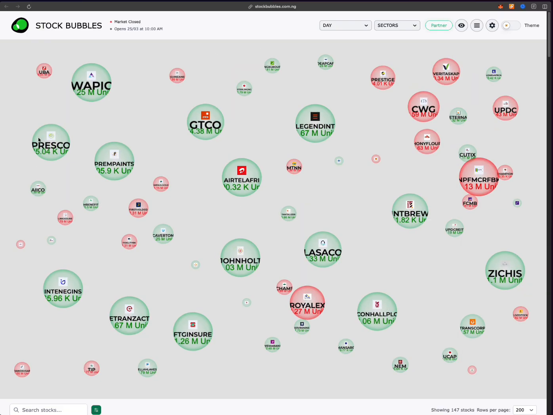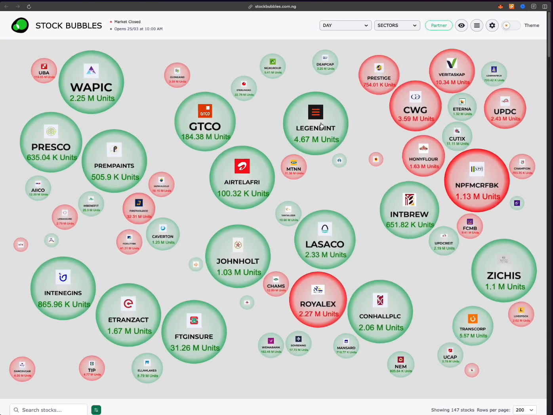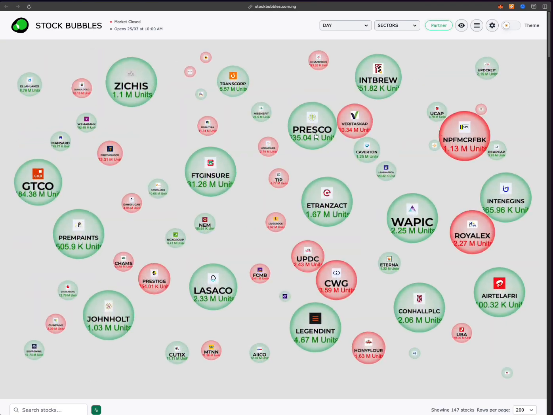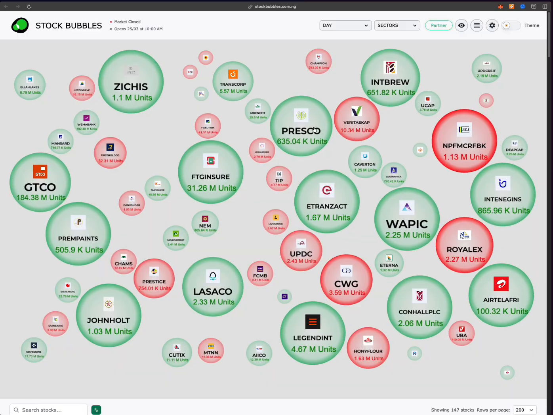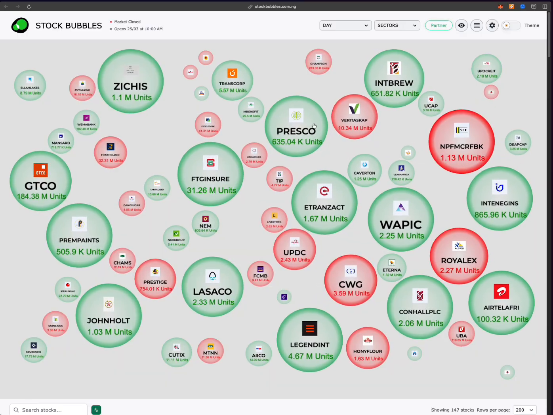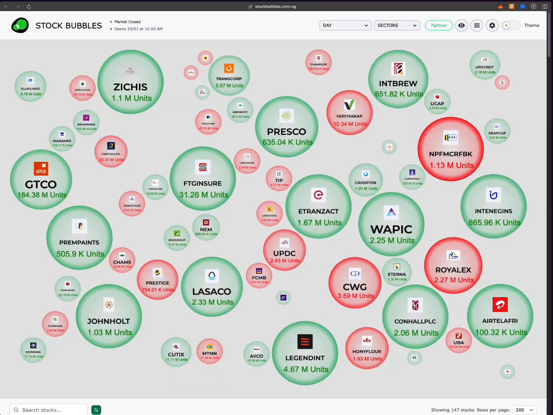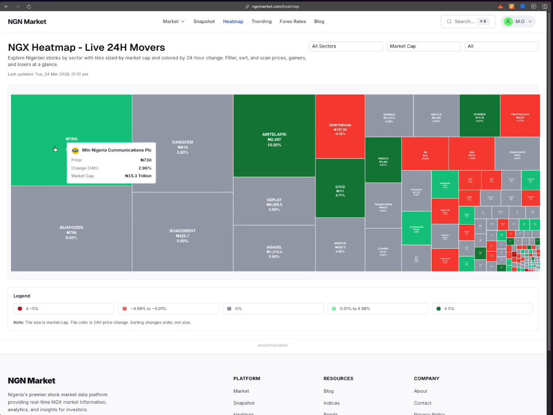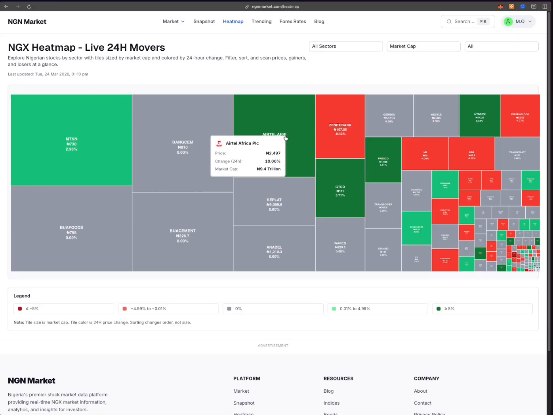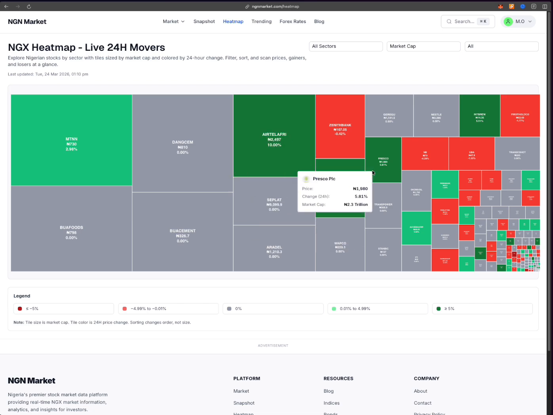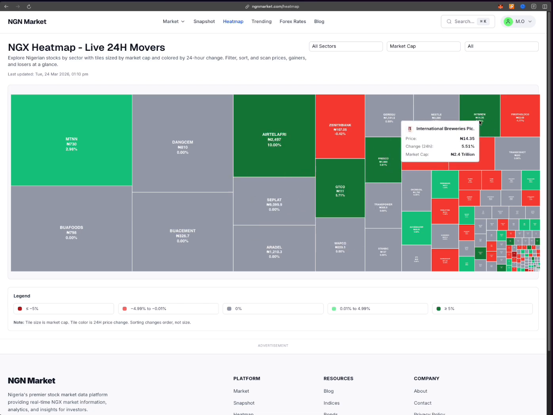So on this day, you see that Legend Internet did really, really well. But it's not just Legend Internet, like I said. If you look closely, you notice that MTN also did well. I've talked about MTN. So if you look here, MTN came up a bit. Airtel also came up. GTCO, Presco, International Breweries as well came up a bit.